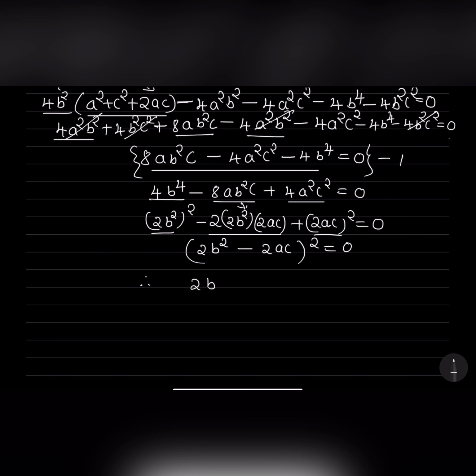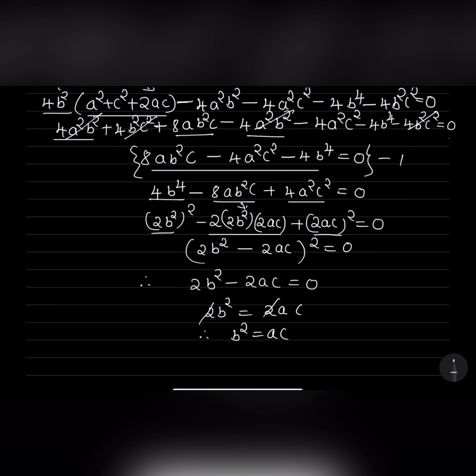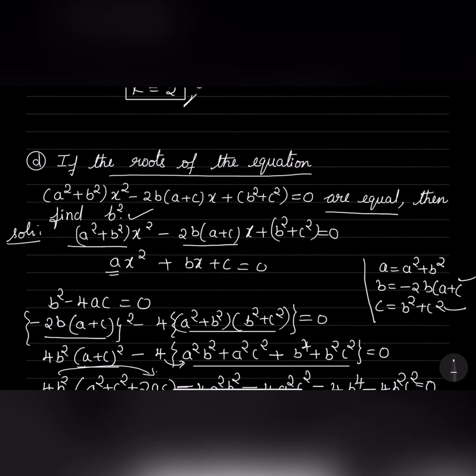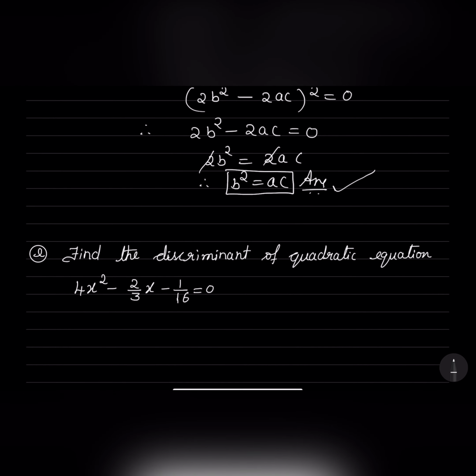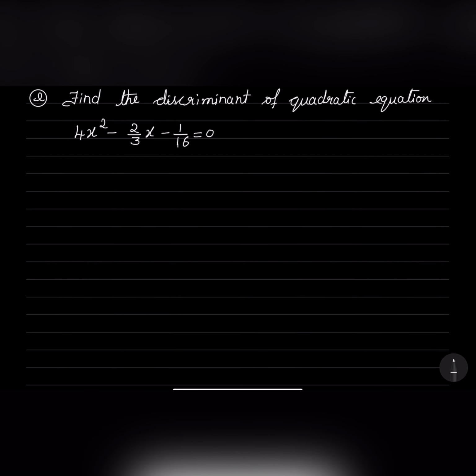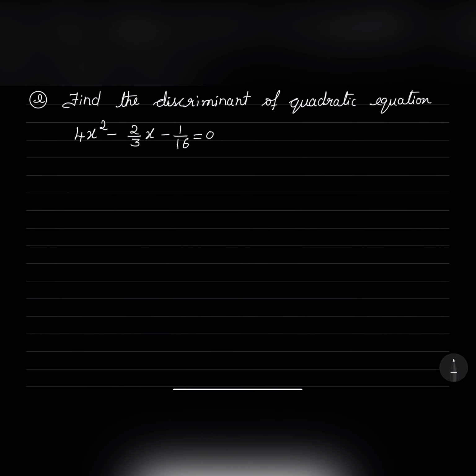Therefore, 2b square minus 2ac equal to 0 if we take the square root. Then this will be 2b square is equal to 2ac. 2 gets cancelled. Therefore, b square is equal to ac. This is the required answer. So they have asked us to find out the value of b square. So b square is nothing but equal to ac. And we'll go for the next one in type 3.